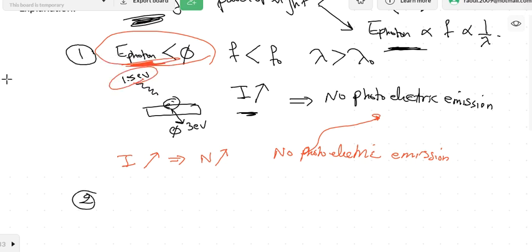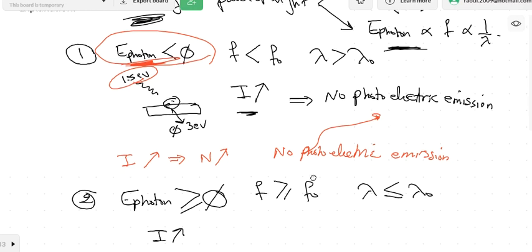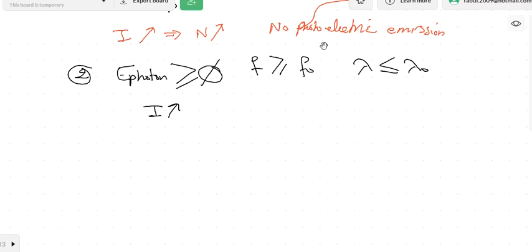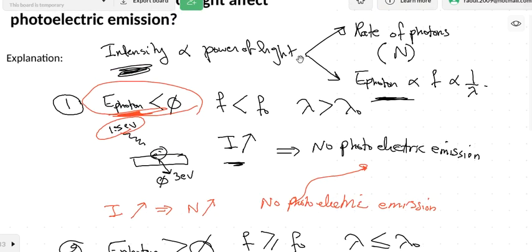Now, if the energy of the photon is greater than or equal to the work function, or by another word, if the frequency of light is greater than or equal to the threshold frequency, or the wavelength is less than or equal to the threshold wavelength. In this case, when we increase the intensity, we always need to concentrate on the idea that we are not changing the light, because if I change the light, that will affect the energy of the photon, the second factor which affects intensity. Here we are fixing the color, just changing the intensity by changing the number of photons.